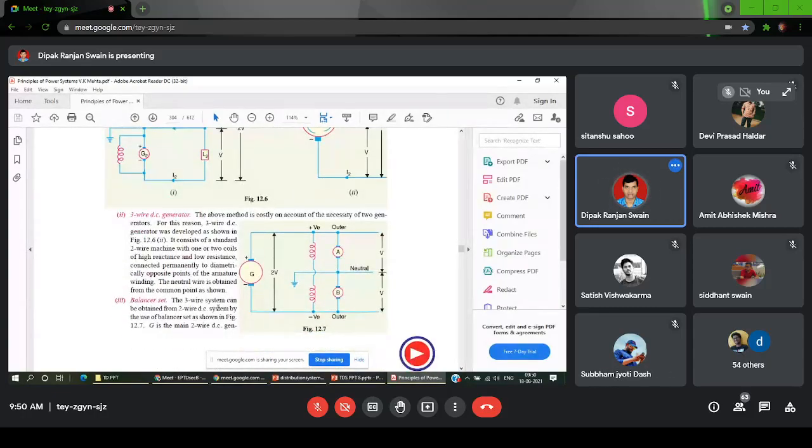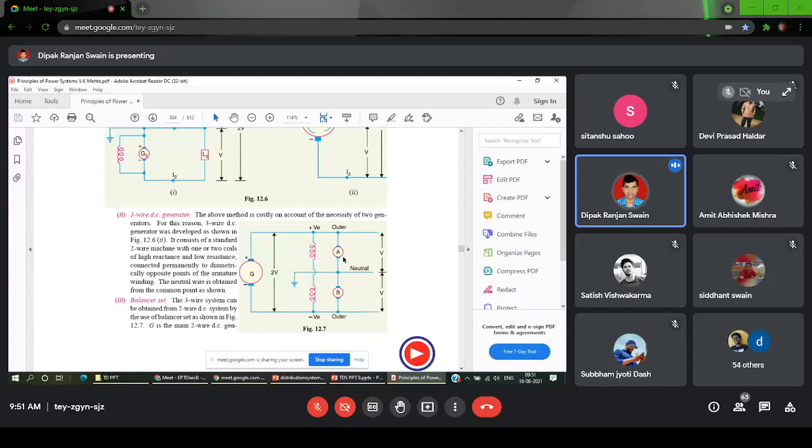This 3-wire system is called a 3-wire balancer set. Balancer set means it balances the voltage automatically. Now in AC, how do we balance or stabilize the voltage? You use stabilizers, and stabilizers are nothing but automatic transformers. But in DC we cannot have that effect.